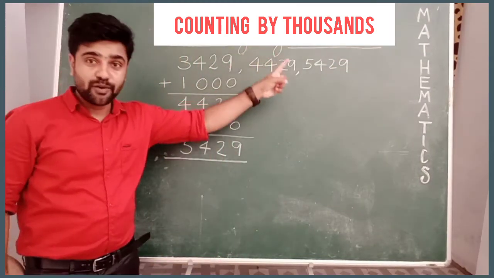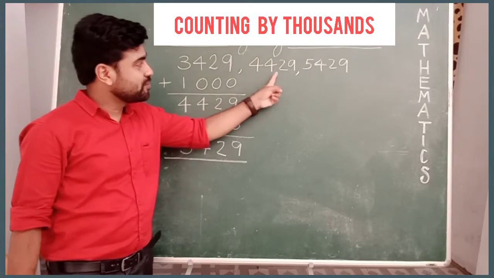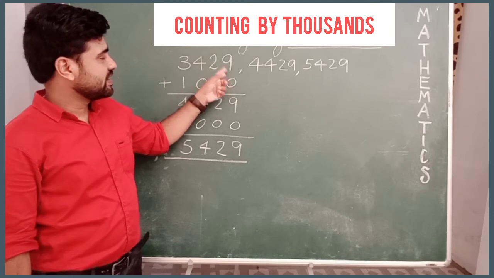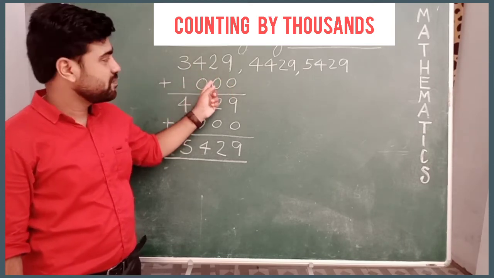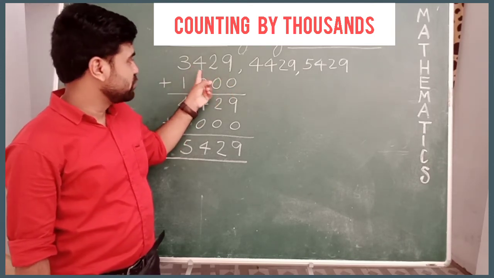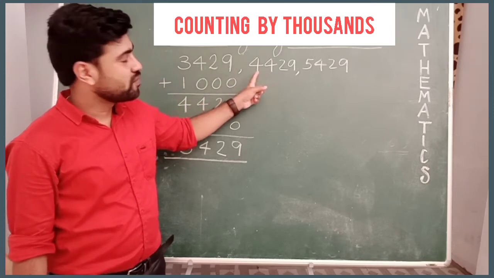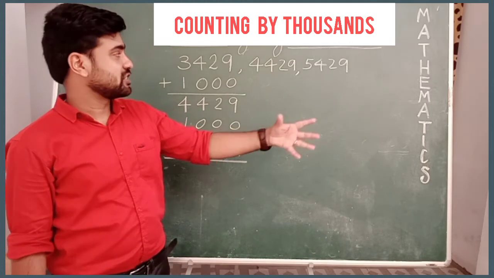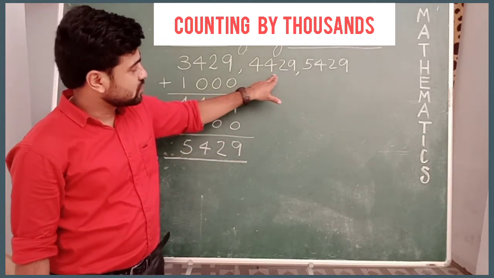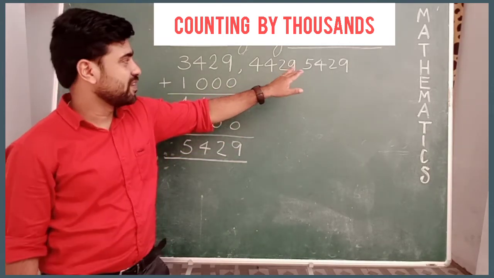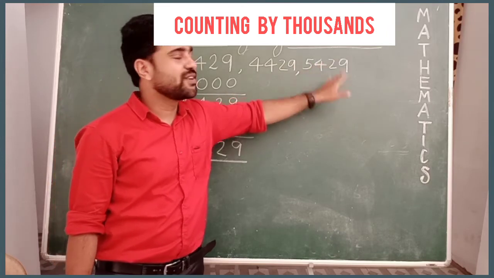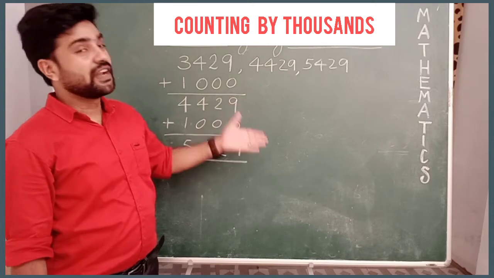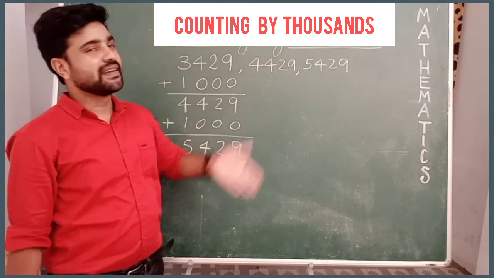Counting by thousands, we have got two numbers. 3429 is the given number. We add 1000 to this number, then we got 4429. Again, to get the next number, we added 1000 to this number, then we got 5429. This is the calculation to find out numbers counting by thousands.